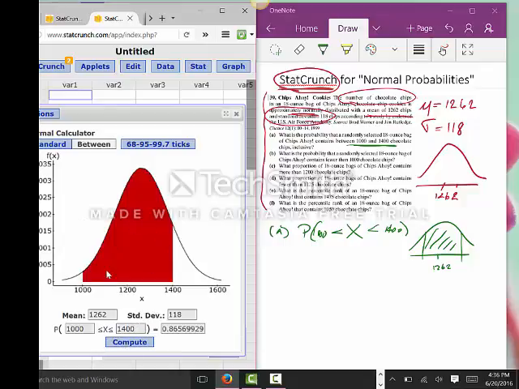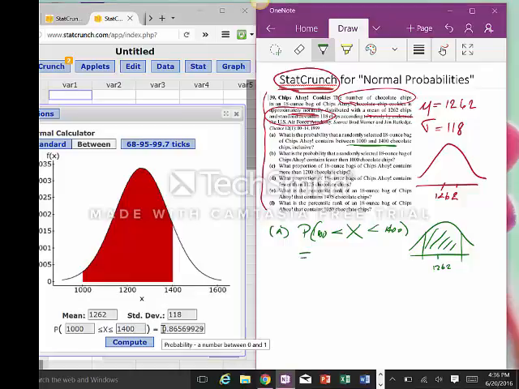Notice that it draws me a lovely picture, much better than mine over here. It draws me a picture of the curve. You can tell that it's at about 1,262. And here's my probability value. So it looks like 0.8657 if I round to 4 decimal places. So this is 0.8657. One of the beautiful things about using this program is that you can do betweens, you can do less than, you can do greater than.